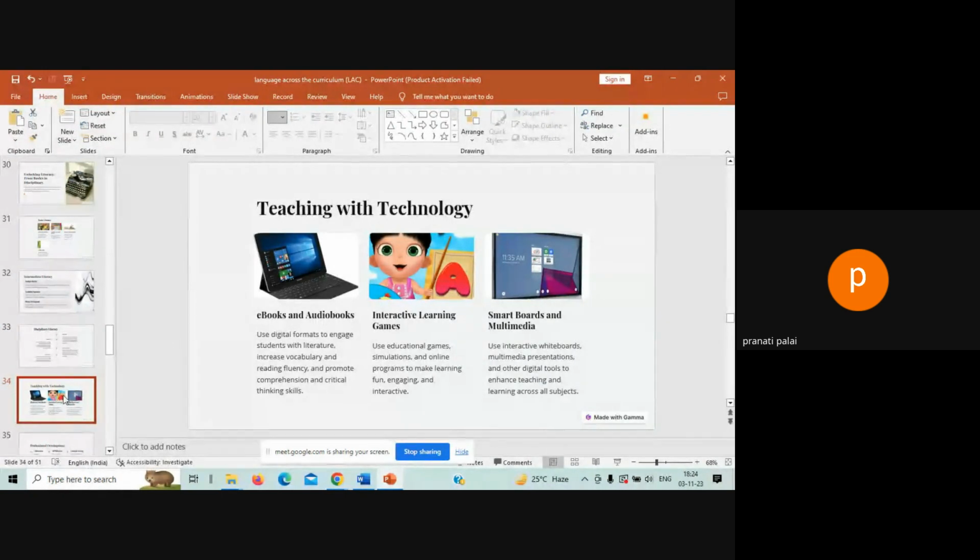Next is teaching with technology. We can use e-books and audiobooks, interactive learning games, smart boards, and multimedia. We can use all these materials while teaching, or we can embed teaching with technology.